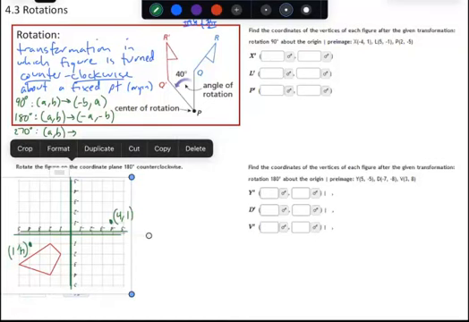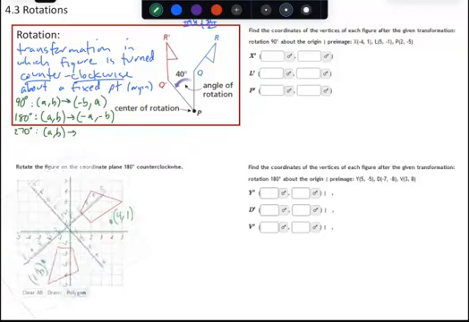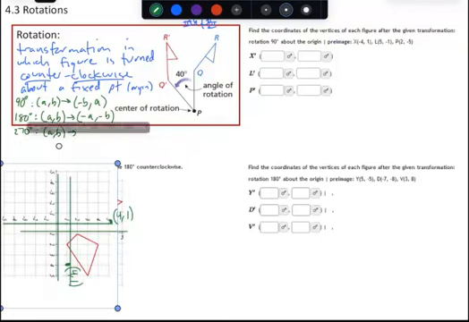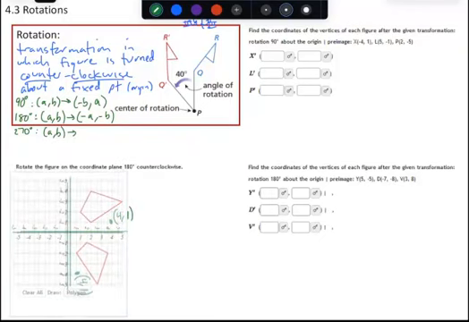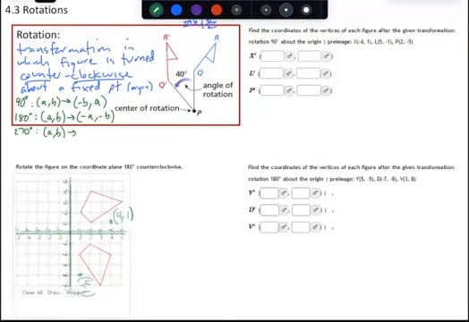And then what happens for this last example? What if I rotate this another 90 degrees in that counterclockwise rotation? Let's take a look at what happens now.